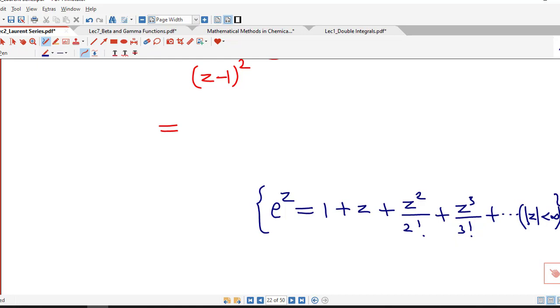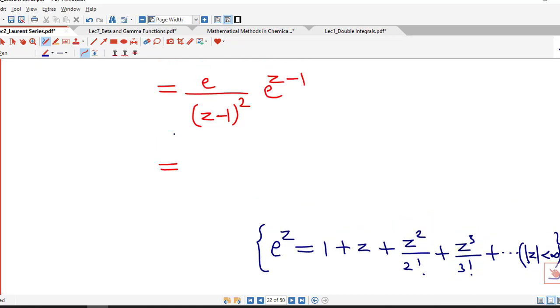So using this series, we find the series for e raised to z minus 1. Instead of z, here we have z minus 1, so we replace z by z minus 1 in the Maclaurin series expansion of e raised to z.